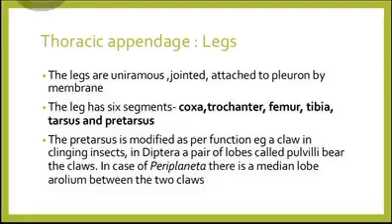For example, in clinging insects like ectoparasites, like the body lice present in the hair of human beings, Pediculus, it has a single claw. The pretarsus is modified into a single claw-like structure. In Diptera, we see that there is a pair of lobes called pulvilli, and on these pulvilli small claws are attached. Then in the case of the cockroach, Periplaneta, there is a median lobe called the arolium between the two claws.